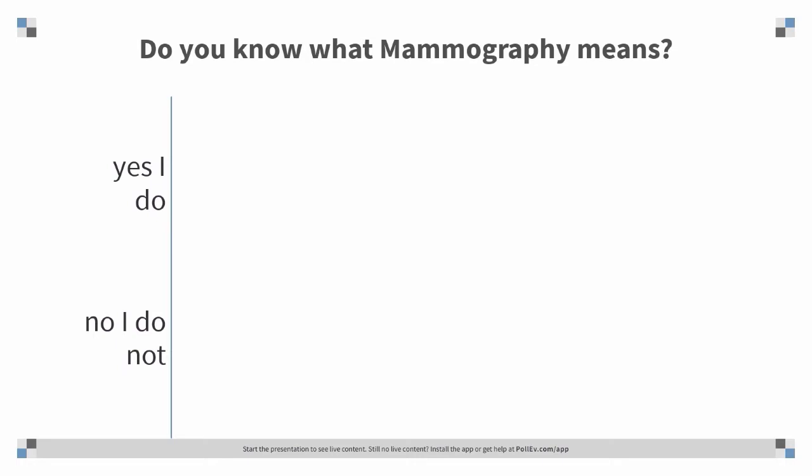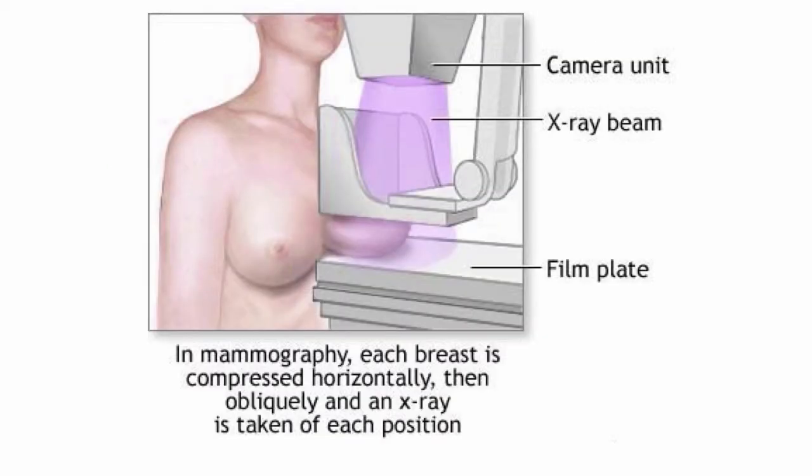The first one is a mammography. Do you know what mammography is or what a mammogram is? Some of you might remember this when we talked about Angelina Jolie and her experience with having the BRCA mutation. A mammogram or mammography is a test where each breast is compressed horizontally and then obliquely, or sideways, in between this camera unit and a film plate, and it's not comfortable, but an x-ray is taken in each position. Radiologists then look at the results to look for abnormalities. This is a screening test for breast cancer.